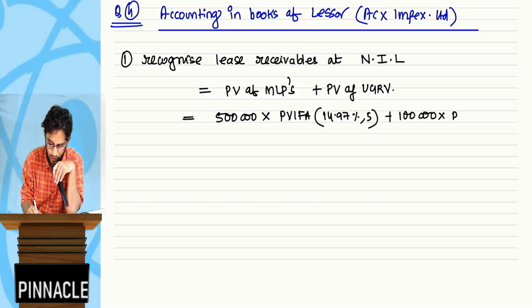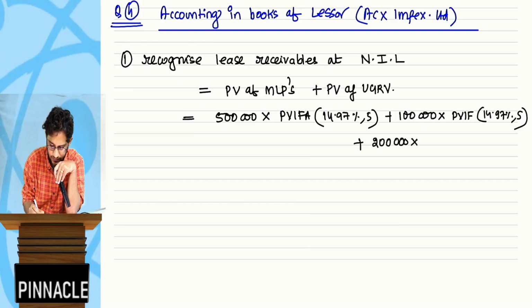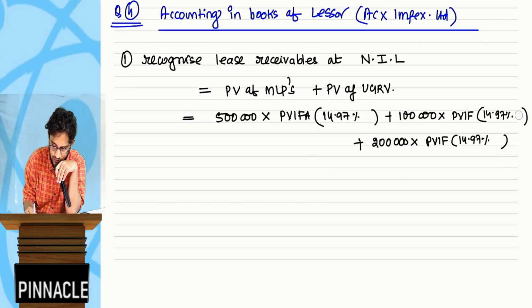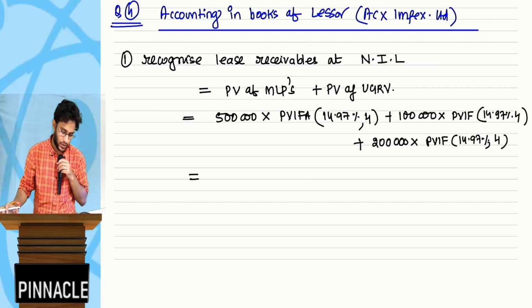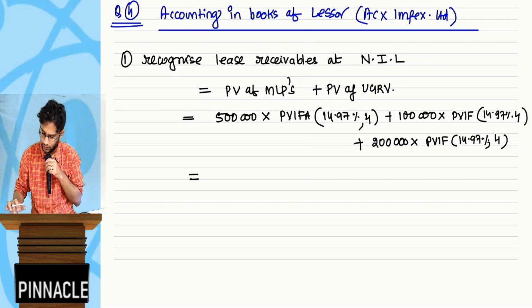Is 1 lakh coming every year or only one year? Only one year. Which year? Fifth year. So PVIF; UGRV also comes only once, in the fifth year, PVIF at 14.97%. It's not 5 years? Okay, 4 years then. My bad, please make it 4. Good that you told, otherwise it will not match. 1, 2, 3, 4.